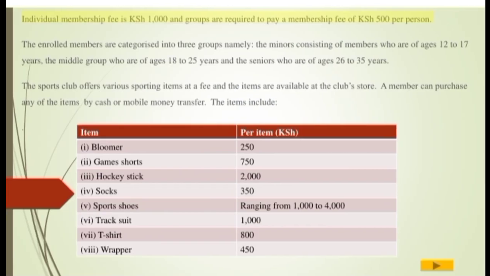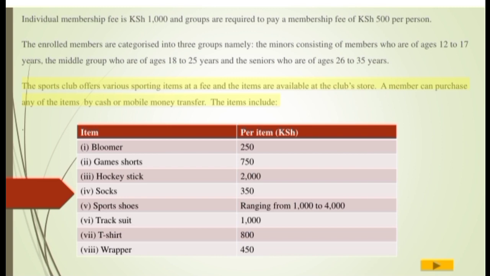Individual membership fee is KSH 1000 and groups are required to pay a membership fee of KSH 500 per person. The enrolled members are categorized into 3 groups, namely the minors consisting of members of ages 12 to 17 years, the middle group of ages 18 to 25 years, and the seniors of ages 26 to 35 years.